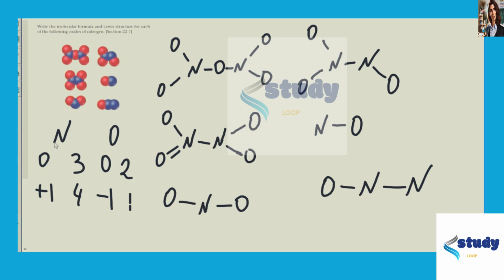Both nitrogen and oxygen are elements of period 2. So according to the electron octet rule, the number of electrons cannot exceed 8. It means the number of covalent bonds cannot exceed 4.